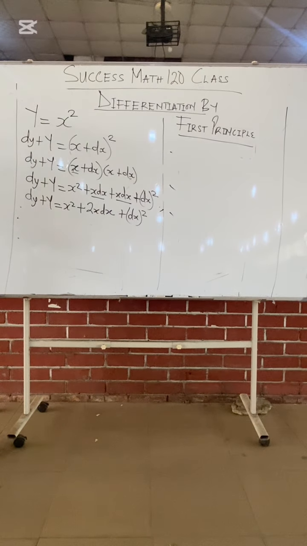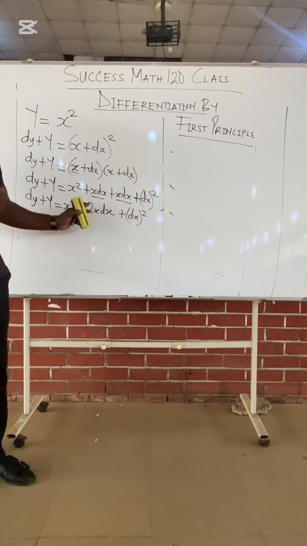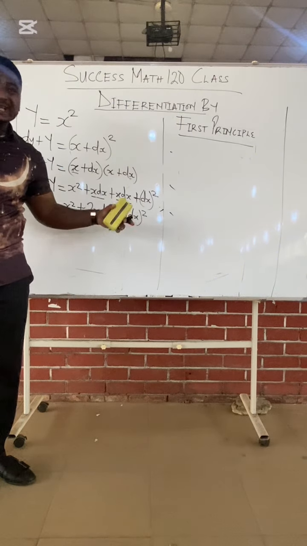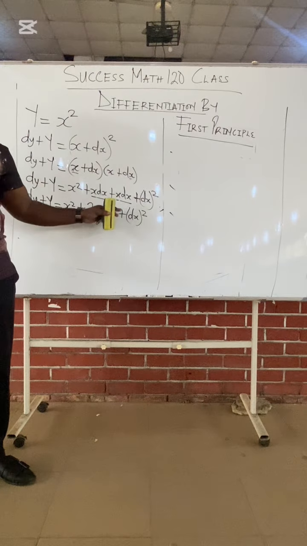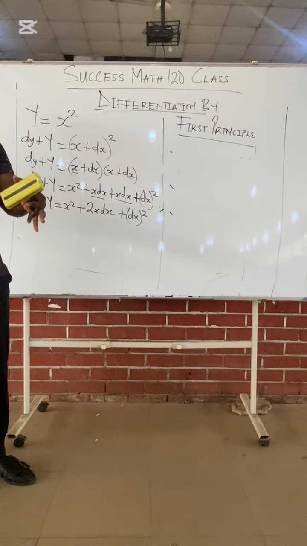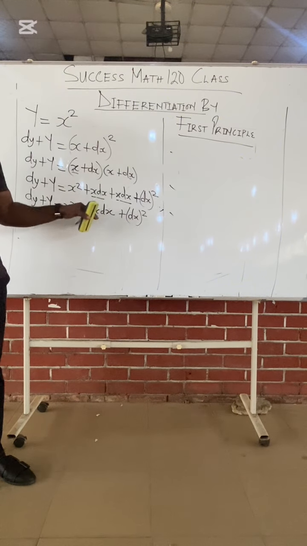Notice that only these two are added together because they are the only two that look alike. I did not add this one and this one plus this one because they're not in the same term. But x dx and x dx look alike. So 1x dx plus another 1x dx gives us 2x dx. So we have added these two to have 2x dx.